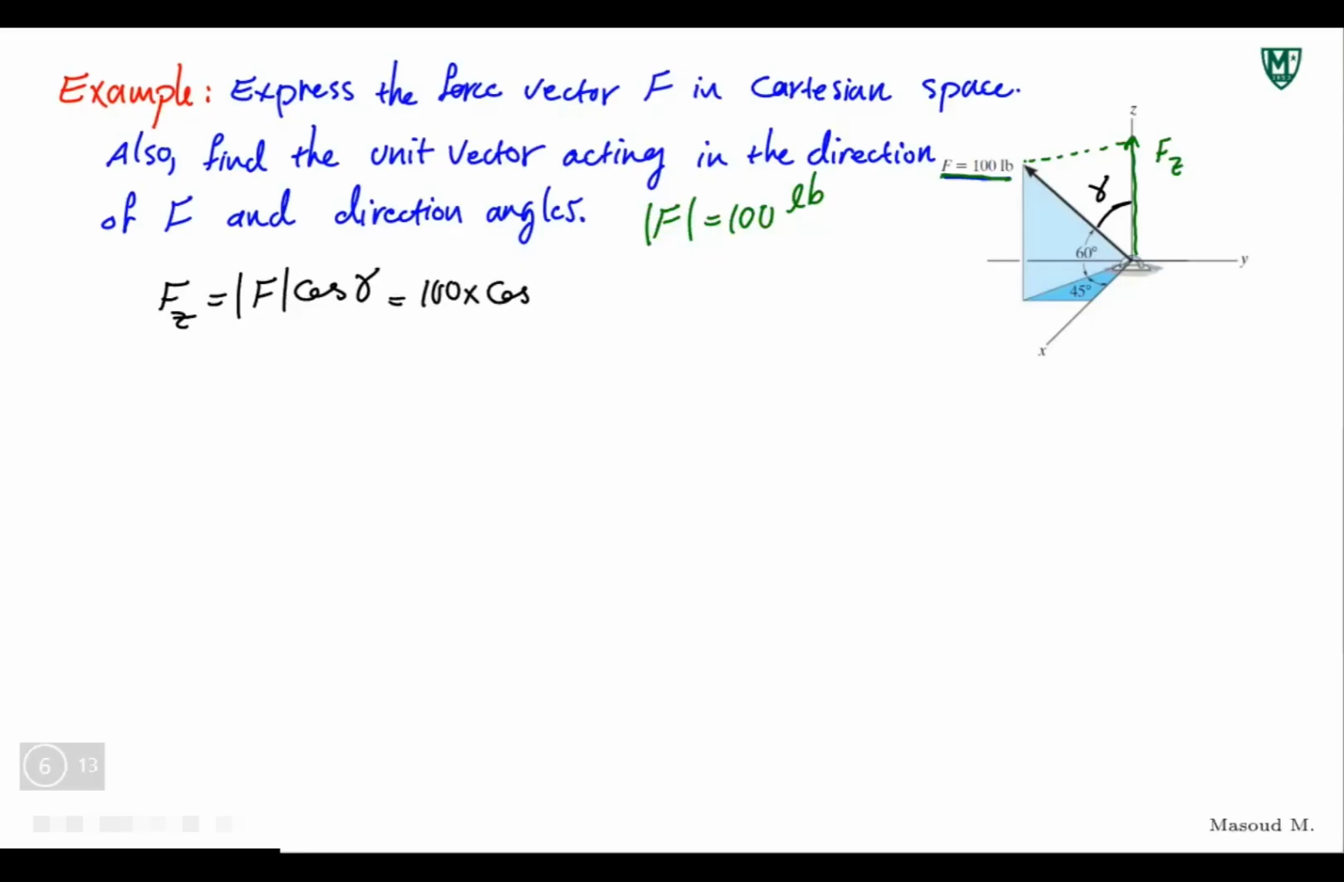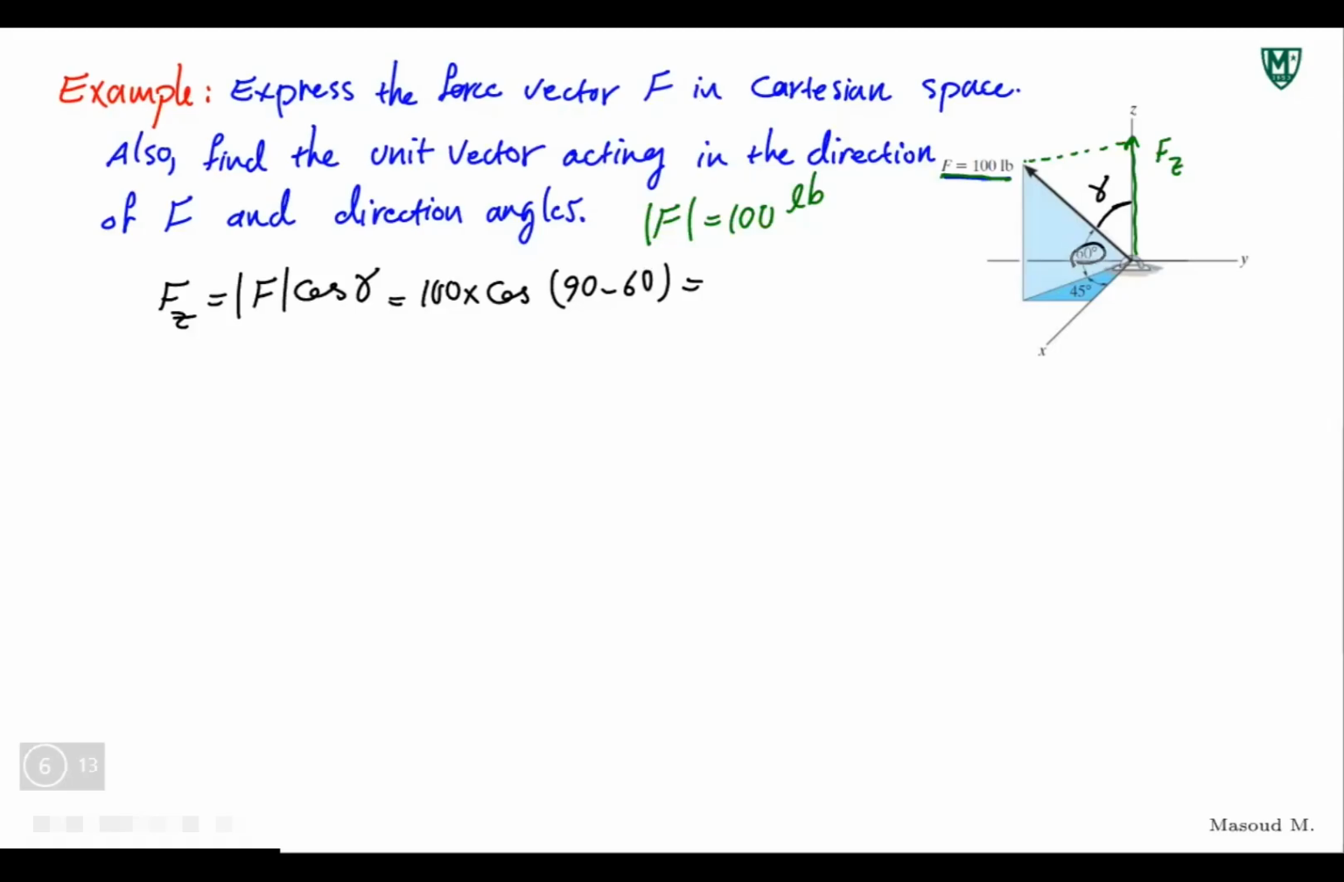This whole angle is 90. I know this part is 60 degrees, so that would be 30 degrees. So let me write it this way: cosine of 90 minus 60. Where did I get 30? 30 is the final outcome.